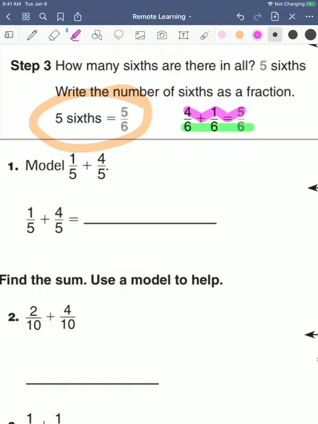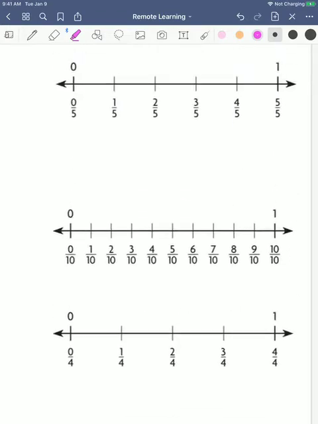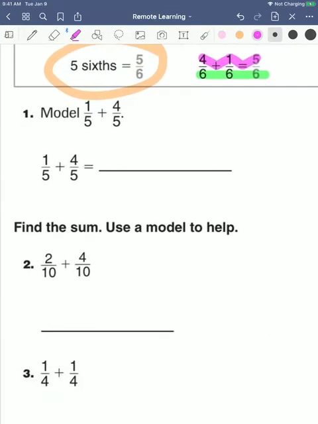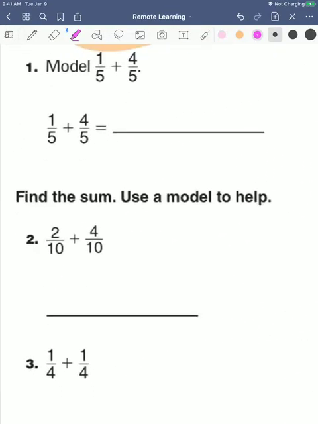And I don't personally need to use the model. I don't really like to use the model actually. I prefer just to show my math. So I'm going to do it here, which I'm going to tell myself that I'm going to keep my denominator the same. So I know my denominator for sure is going to be 5, because I'm going to keep the denominator the same during addition.